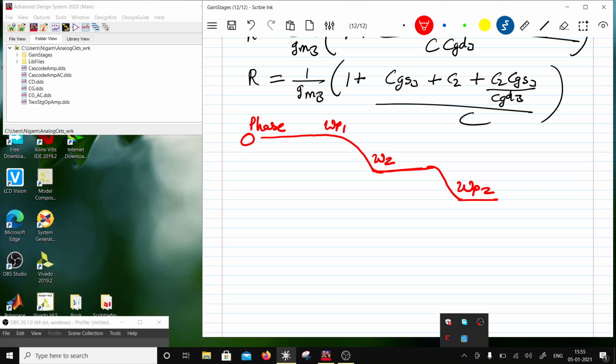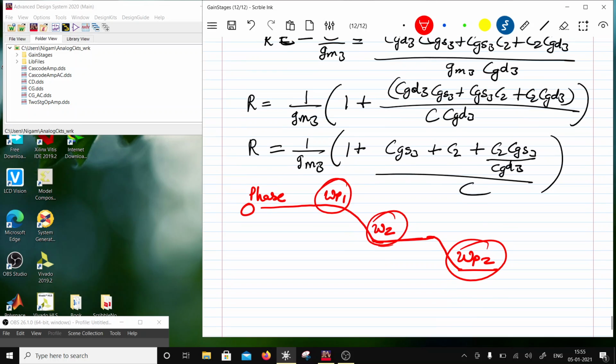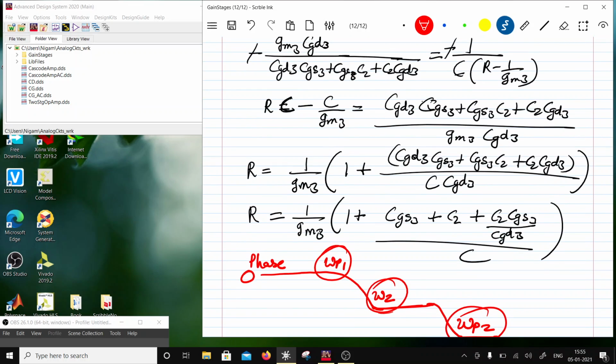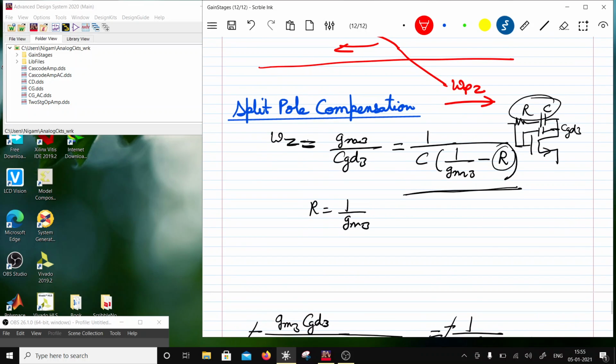So if you keep on increasing R, you will introduce the 0 between pole 1 and pole 2, and this will cause the phase to roll off 90 because of pole 1, and then plus 90 because of 0, and then again minus 90 because of pole 2. So if you see a typical response with compensation, this will happen with op amp also, and this will also happen with common source. So this is called lead compensation, where you are utilizing the zero which is on the right hand side.